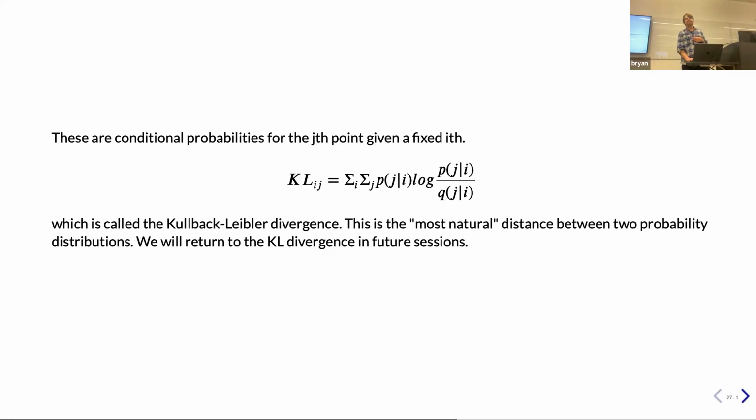I didn't quite understand the probability of J given I. So if it's equal to 1, what does that mean? I'll come back to that.